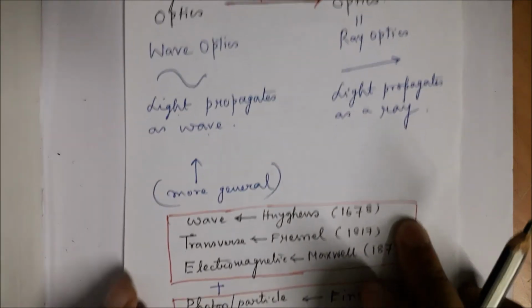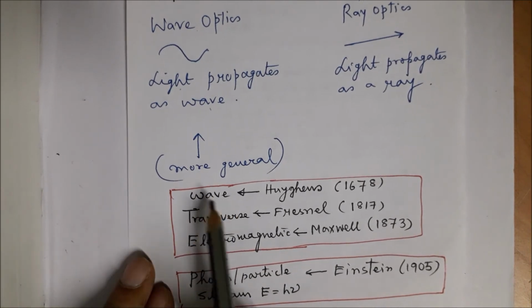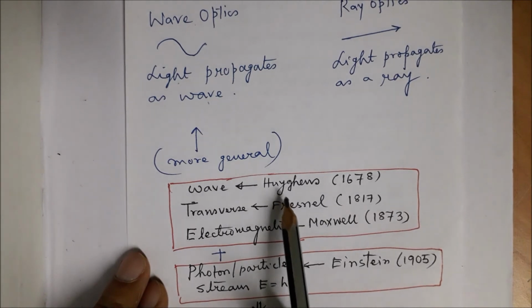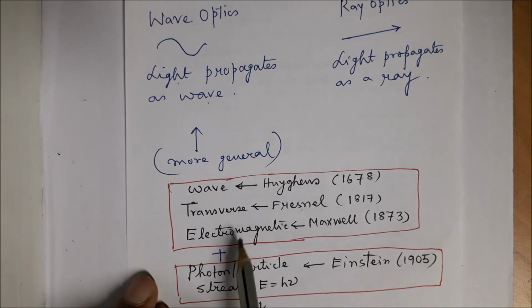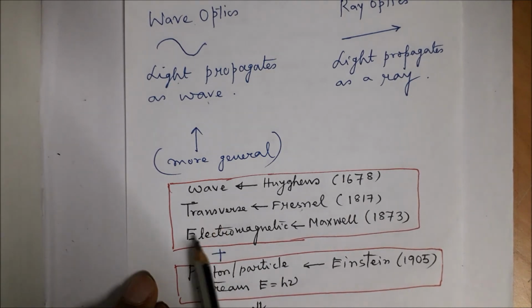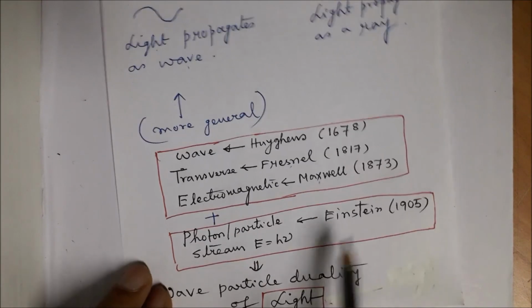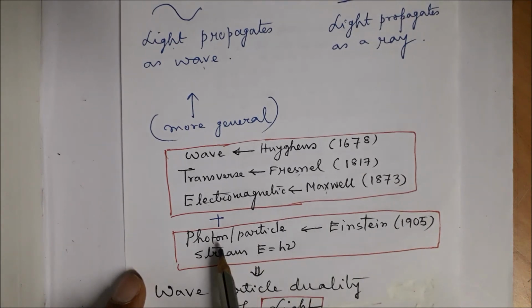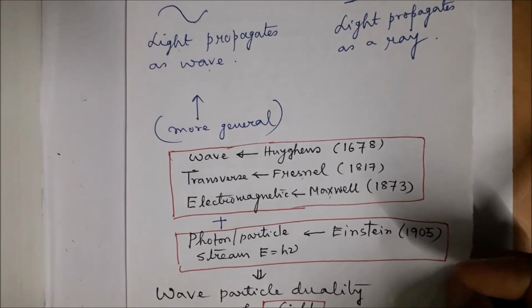So in physical optics, we will be concerned with the wave structure of light, which was first given by Huygens. The transverse nature was predicted by Fresnel. That light is an electromagnetic wave was predicted by Maxwell. Also, Einstein predicted the photon aspect of light, and together they form what is known as the wave particle duality of light.